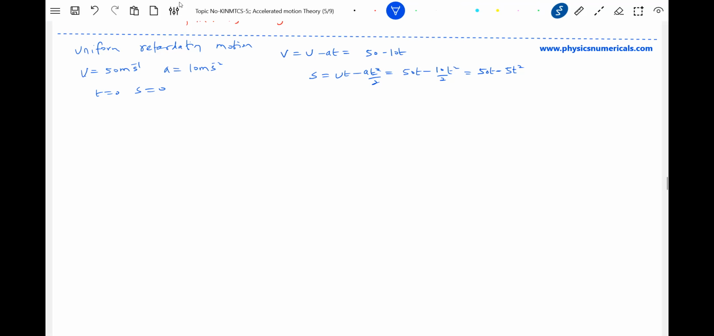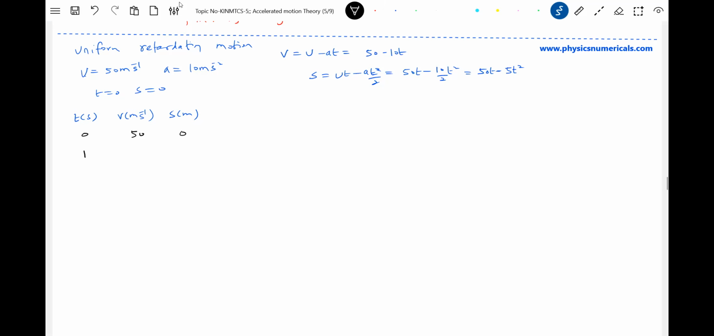So for various instants of time, we'll calculate the velocity, then the position of the particle. What is the assumption? At t equals 0, the particle is at origin. This is the assumption. Okay, let's begin the data. t equal to 0. Initial velocity is how much? 50. Position of particle, it is at origin.